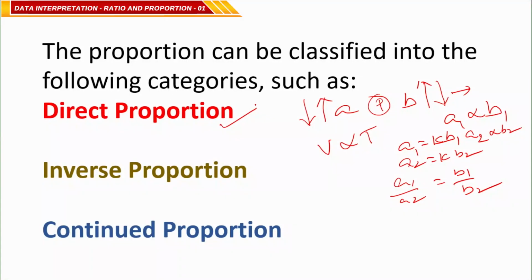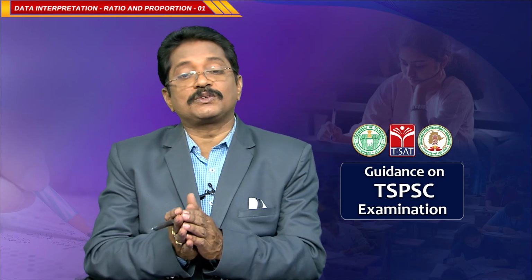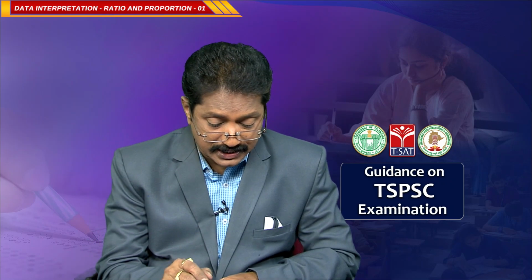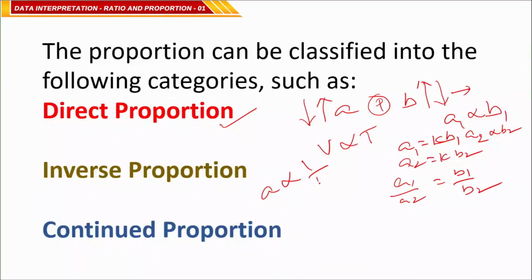Now coming to inverse proportion. When you come to inverse proportion, if one quantity increases, the other quantity decreases, or one quantity decreases, the other quantity increases, then it is called inverse proportion. So simply you can say A is proportional to 1 by B.